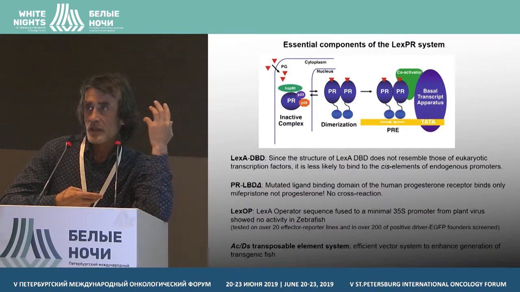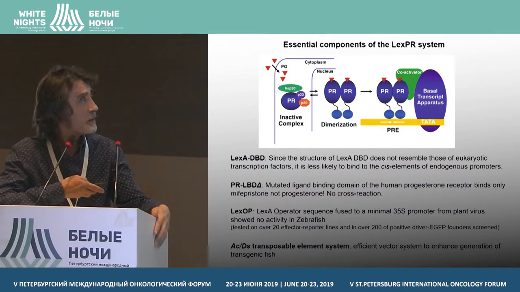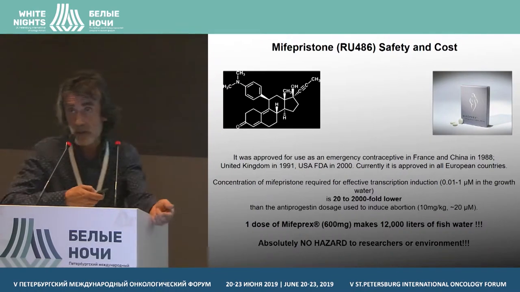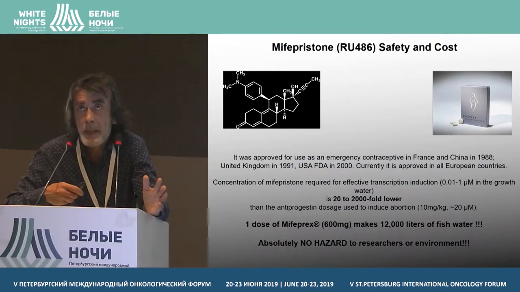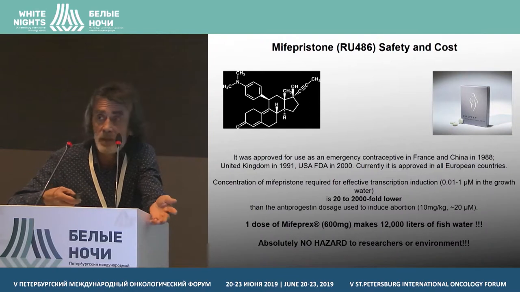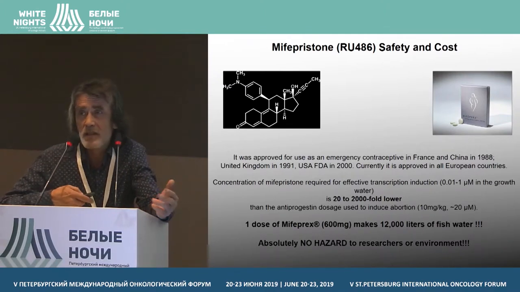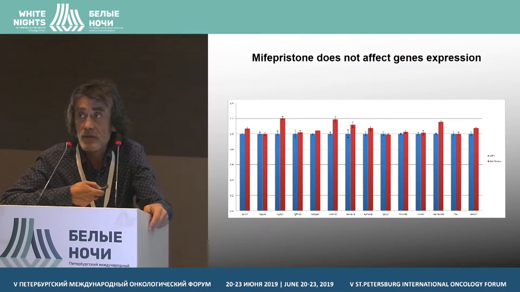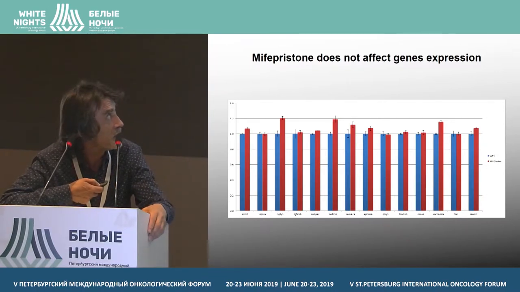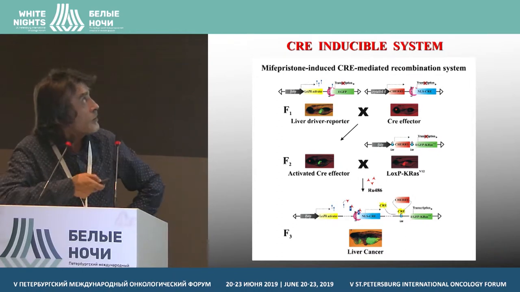As already said, the inducible system has to be sufficiently cheap and have no background. Why did we use mifepristone? Because it is really the cheapest out of all chemical activators of various systems like tamoxifen or doxycycline. This mifepristone is the cheapest. The concentrations we used were very low and do not affect the expression of genes in zebrafish, meaning that the system really had no background.